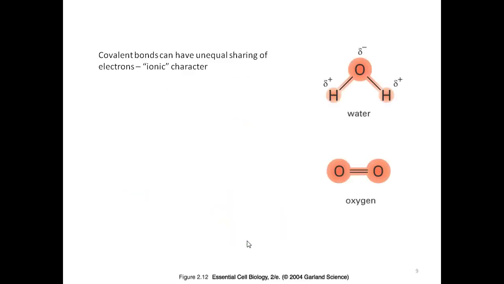Some covalent bonds can have partial ionic character. That is the case with water. There are covalent bonds here between oxygen and hydrogen, but since oxygen is more electronegative than hydrogen, it will attract more of the electron density closer to its nucleus, and therefore there will be a buildup of negative charge on the oxygen atom. You'll have a partial negative charge on the oxygen atom and corresponding partial positive charges on the hydrogen atoms. This will result in a net dipole moment for this molecule.